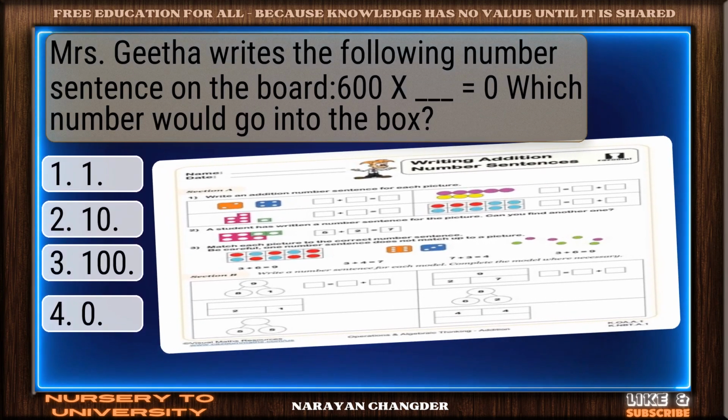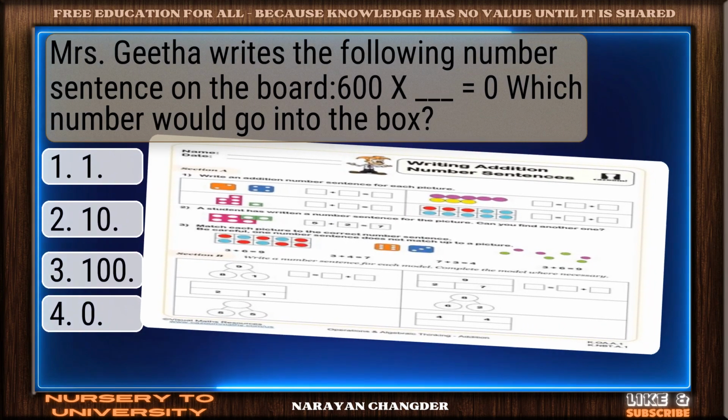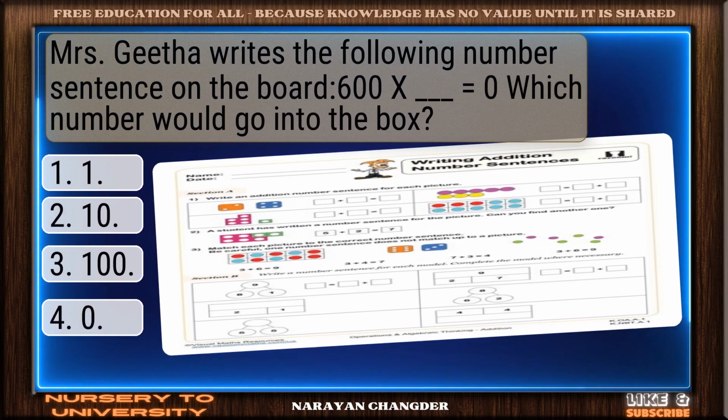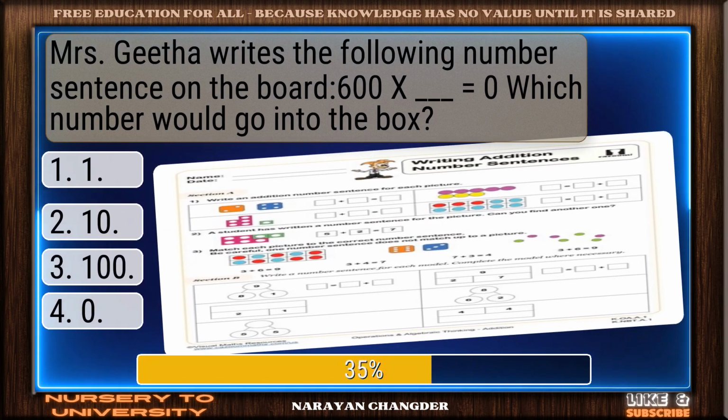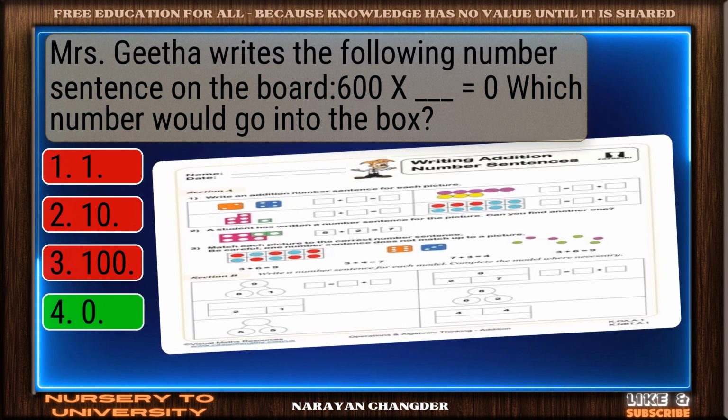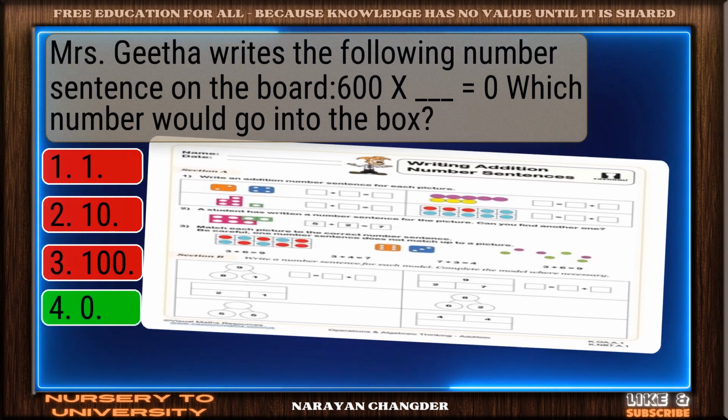Mrs. Geetha writes the following number sentence on the board. 600 times dash equals 0. Which number would go into the box? Sharp thinking. Zero is the right choice.